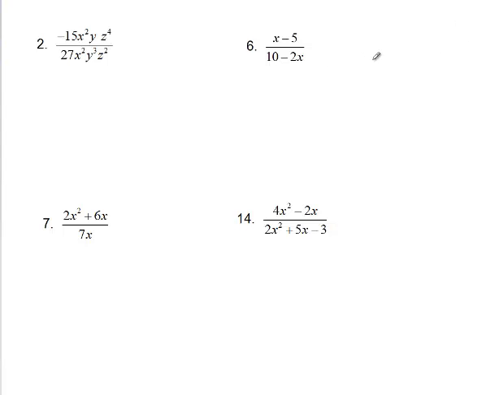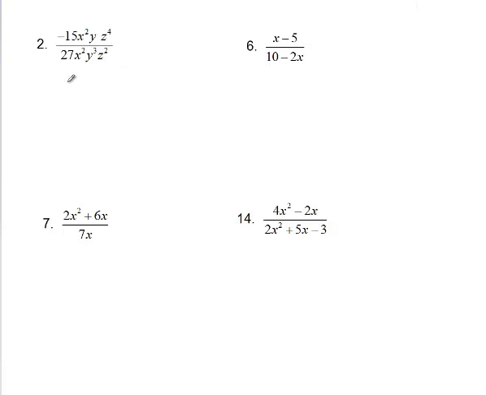Good day, students. This is Math 1026 Video Solutions, and this is for pages 15-16 in Book 2 of Math 1026 booklets. And this talks about simplifying rational expressions. You see I picked numbers 2, 6, 7, and 14 from those two pages. So let's have a look at simplifying rational expressions.